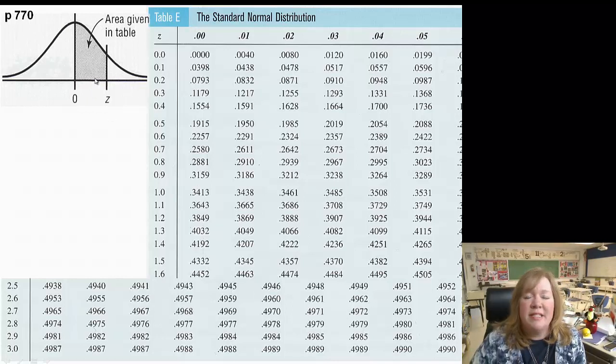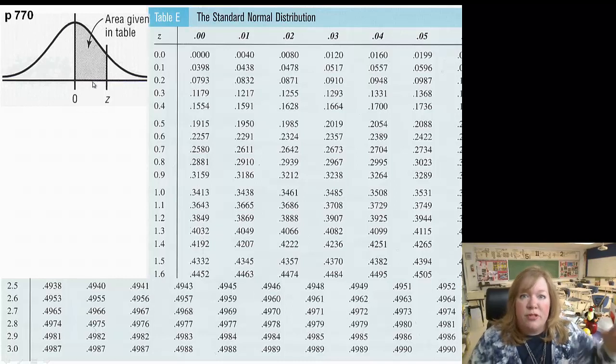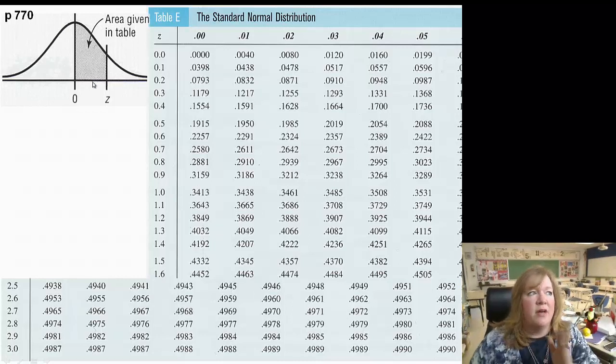Well, the reason is, since this is symmetric, which, remember, symmetry, it folds right on top of itself, the z here would be equal to the opposite of z on this side. So if you got like a negative 1.2, you're going to look up a positive 1.2. It'll be the same area. Also, it only goes to 3 because there's not significant data out to the other side. That's almost half of the whole thing. So you're going to get close to 99.99999%. So that's why they stop at 3.